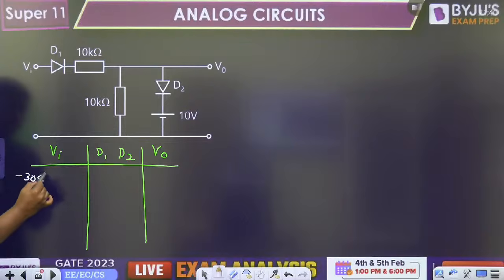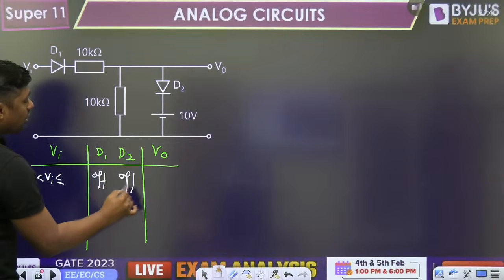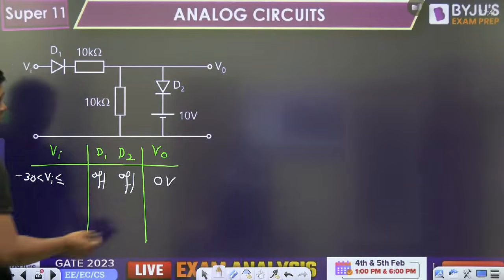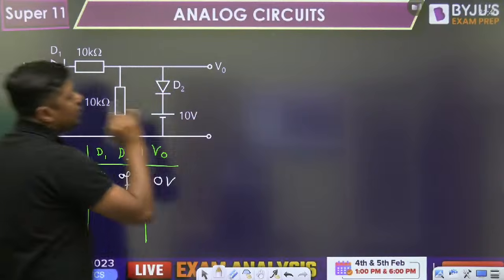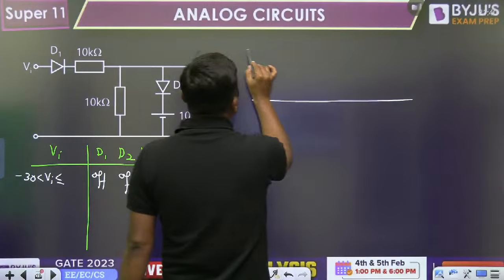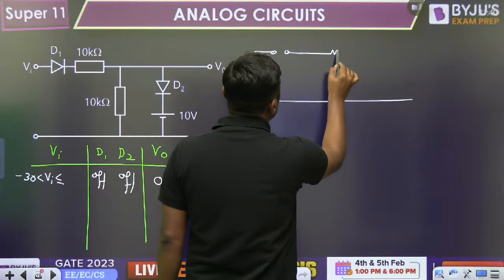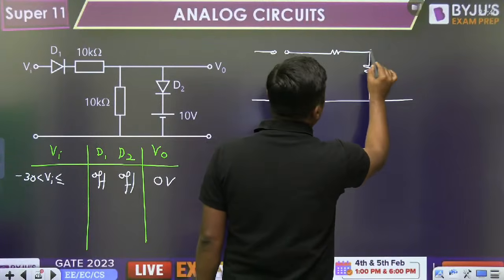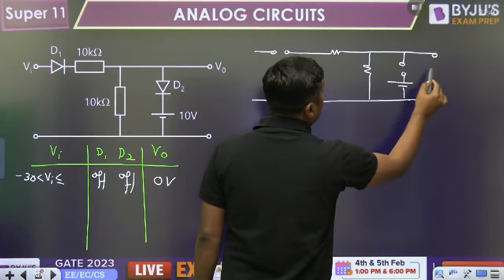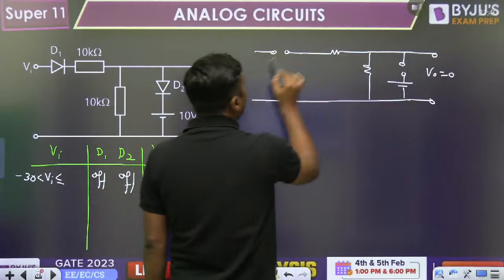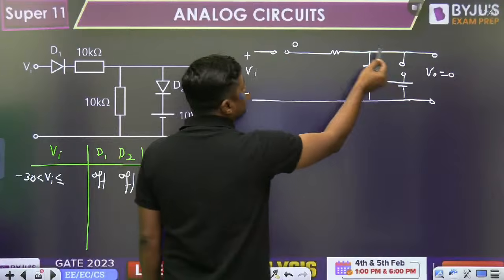Minus 30 is less than VI is less than or equal to 0. This diode is off. This diode is off. Already we have calculated the output is 0 volt. No need to verify it. Now, when this diode is off, this will act as an open circuit. This diode will act as an open circuit. Right. What is the output? 0 volt. So what is the voltage at this point? 0 volt, because the output is 0 volt.